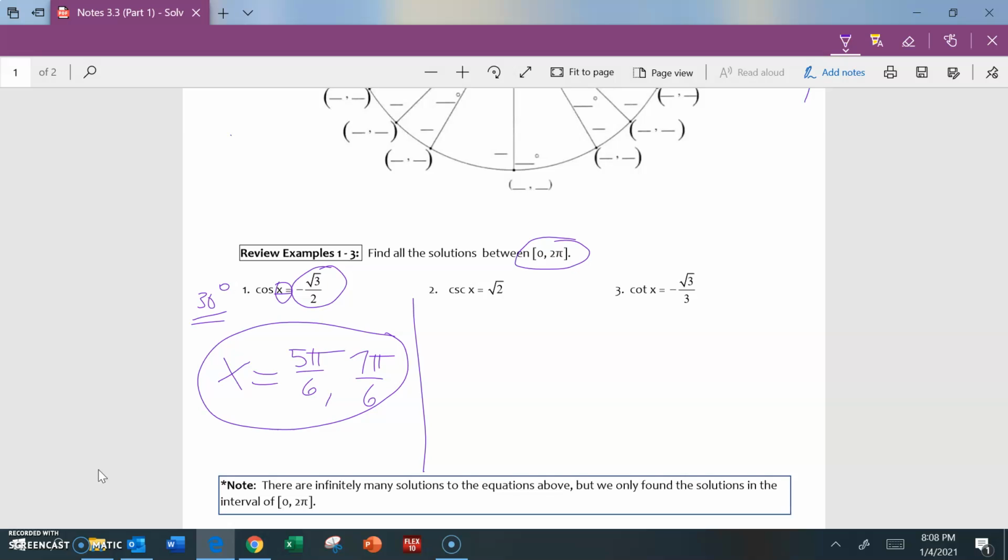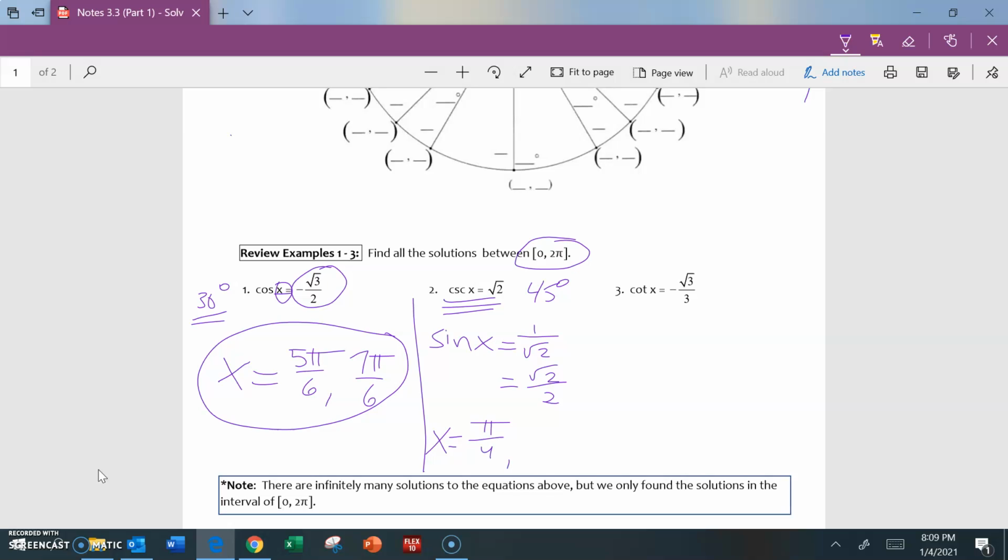For number 2, we have cosecant of x is equal to radical 2. I'm thinking that that's going to be some relation to a 45-degree angle, which is pi over 4. Now, if I'm working with cosecant, I'm going to immediately think that the reciprocal would be the sine of x is 1 over radical 2, which is equal to radical 2 over 2. So we know that that's definitely our 45-degree angle. Now it was positive, so that means I can deal with positive pi over 4.